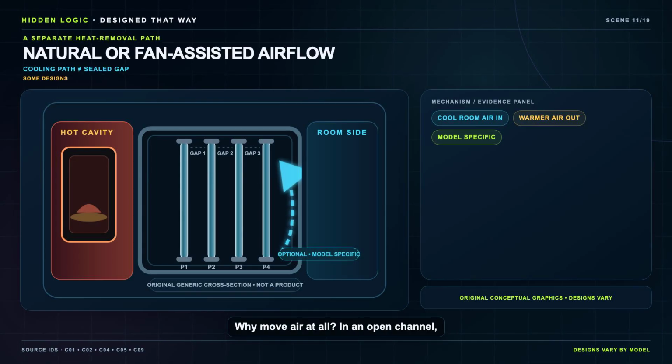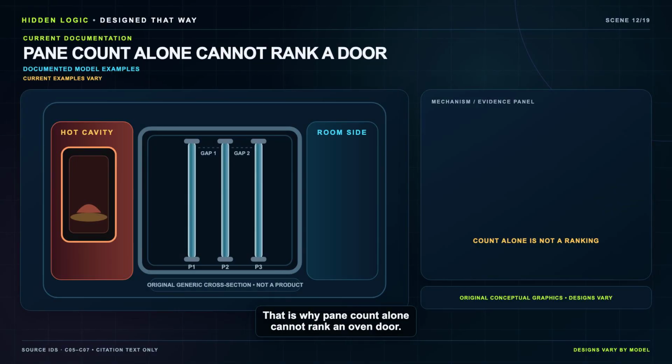Why move air at all? In an open channel, warmer air can rise and draw cooler room air into the door. Other systems can use a fan-assisted cooling path. That airflow carries energy away from selected parts of the assembly. It may help manage exterior temperatures, but it also means the door is not simply sealing every joule inside. That is why pane count alone cannot rank an oven door.